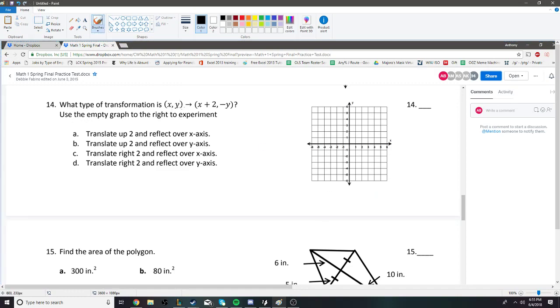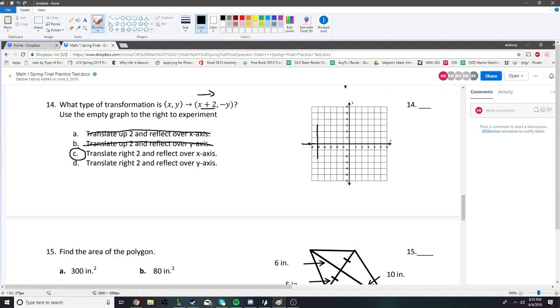Which type of transformation is this? Since it's x plus 2, that means you're going right 2. So I know it's not A or B. And since it says negative y, we're going to go from positive y to negative y, which means we cross the x-axis.